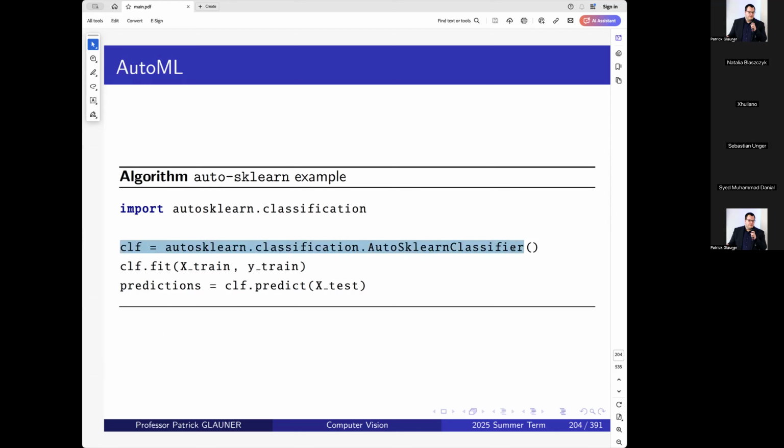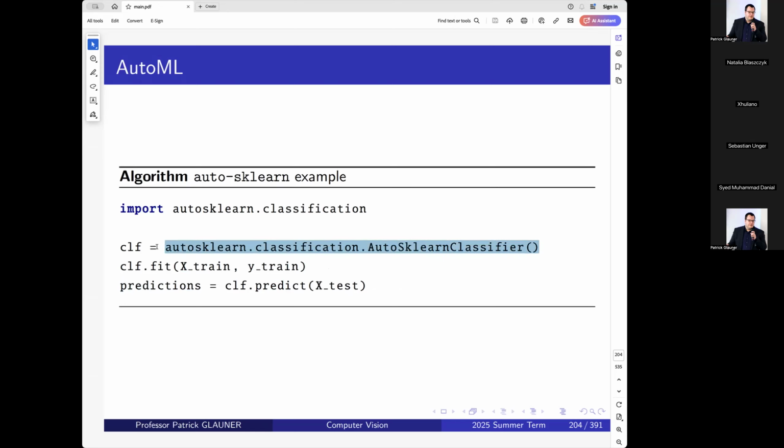But you can say, hey, AutoML, concretely AutoSKLearn, do that work for me. Say, I want a classifier. I don't care about which one, but simply the one that works very well. So I say autosklearn.classification.AutoSklearnClassifier, and I fit it to my training data. And once it found a good classifier, I can use it for prediction. Whether it's a Gaussian process, a support vector machine, whatever, doesn't matter.